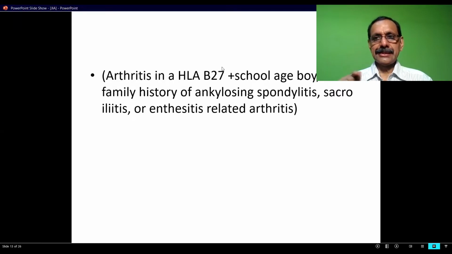So enthesitis-related arthritis is basically an oligoarticular JIA, but has a peculiarity that HLA-B27 is positive. Boys are more affected. The back, sacroiliac joint and spine, ankylosing spondylitis are more likely to be associated, and tendon insertions are likely to be painful. So that is the difference. Otherwise, it is an oligoarticular rheumatoid arthritis or JIA.